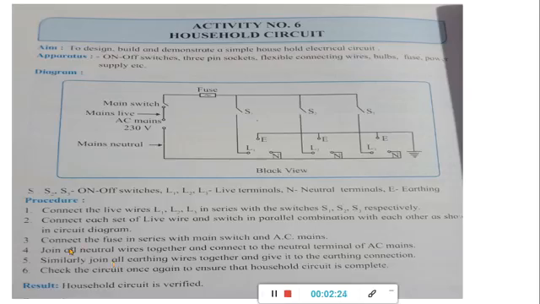Okay, so what we have to do is join all the neutral wires together and then connect them to the neutral terminal of the AC mains. The AC mains will also have a neutral terminal, so what do we have to do with all the neutral wires? We have to connect them in common. Similarly, all the earthing wires we also have to connect together to the earthing connection. So these things are there in the household circuit.